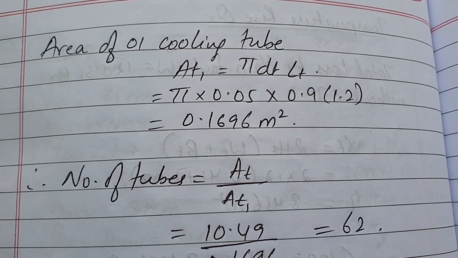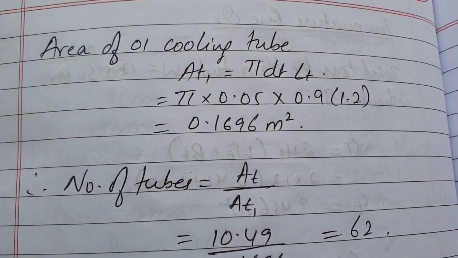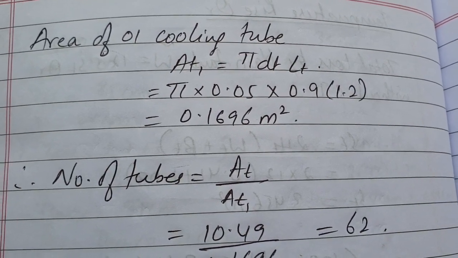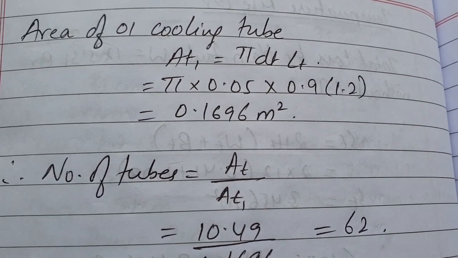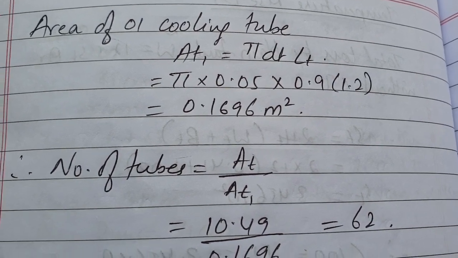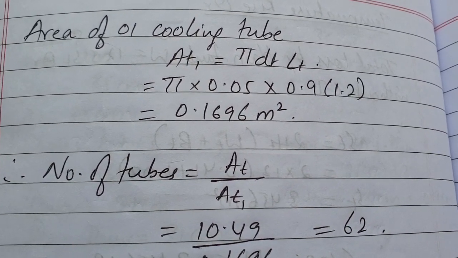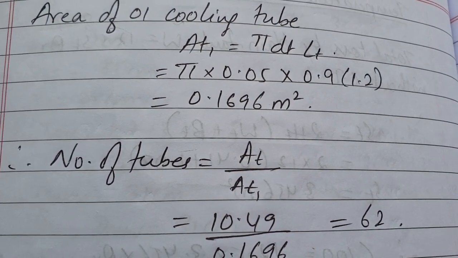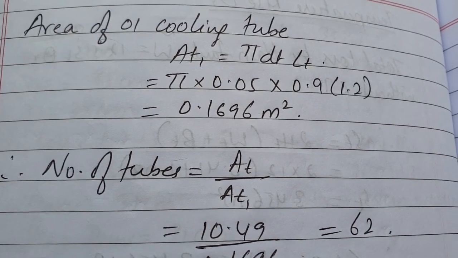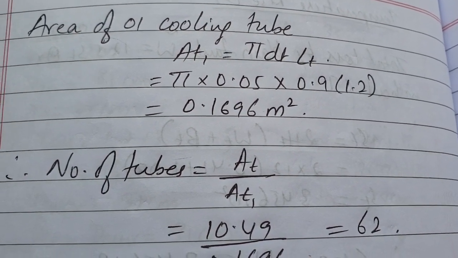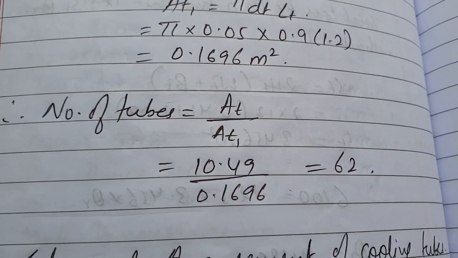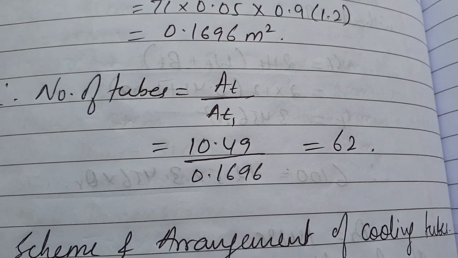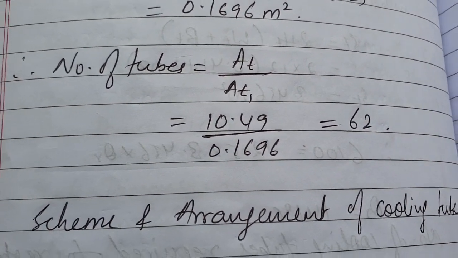After calculating the total area of cooling tube, you have to calculate the area of one cooling tube, that is A1 is equal to pi dt into LT. As I have told you, dt and LT value if not given, by default take dt as 5 cm and LT as 90% of total height of transformer tank. Therefore A1 is equal to 0.1696 meter square. The number of cooling tubes can be calculated as n is equal to AT by A1. Substitute the value and the number of cooling tubes required are 62.